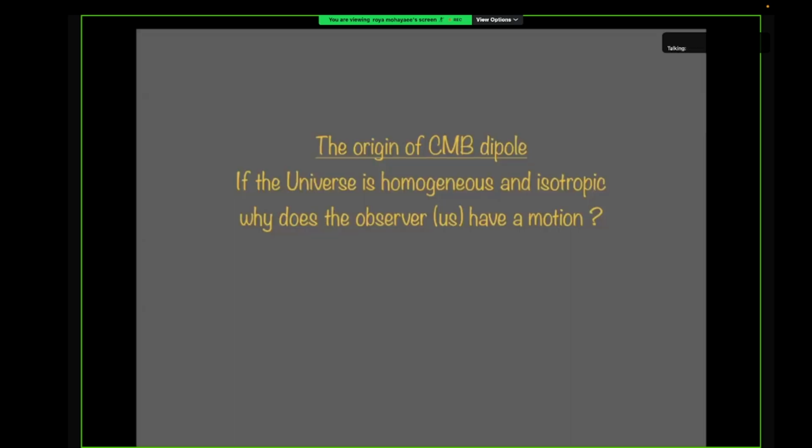Now, if the universe is homogeneous and isotropic, you would ask, then why do we move? Why do we have a motion? If we have a motion, there is a direction. That means it's not isotropic, at least. We are going somewhere, so there is a preferred direction. So what is the origin of this CMB dipole?